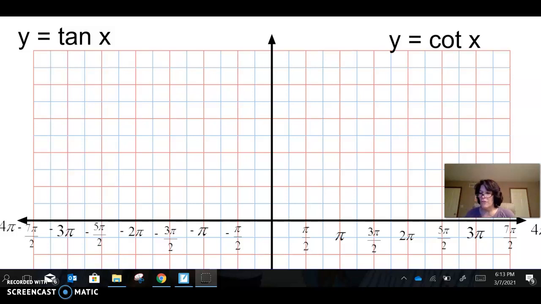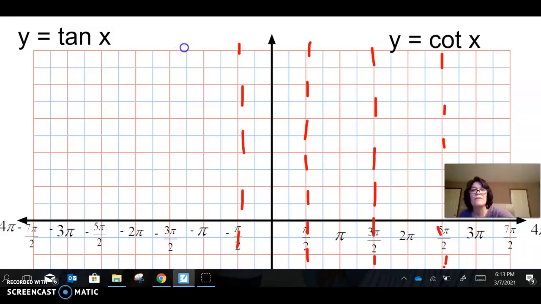Let's think about our unit circle quizzes that we've been taking. The tangent of every odd pi over 2 is undefined, correct? Think of your unit circle. At every odd pi over 2: pi over 2, 3 pi over 2, 5 pi over 2, negative pi over 2, negative 3 pi over 2, we're going to have vertical asymptotes.